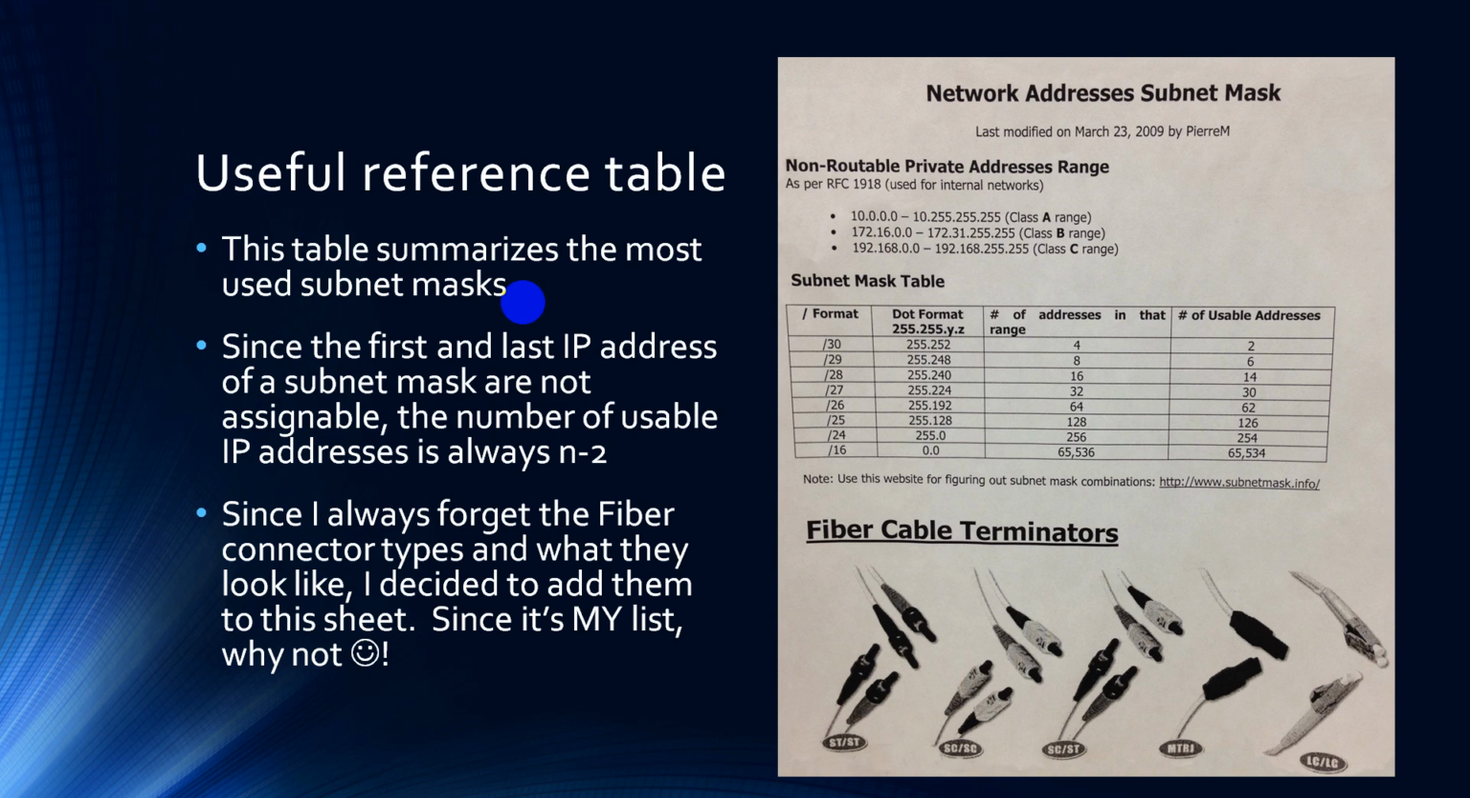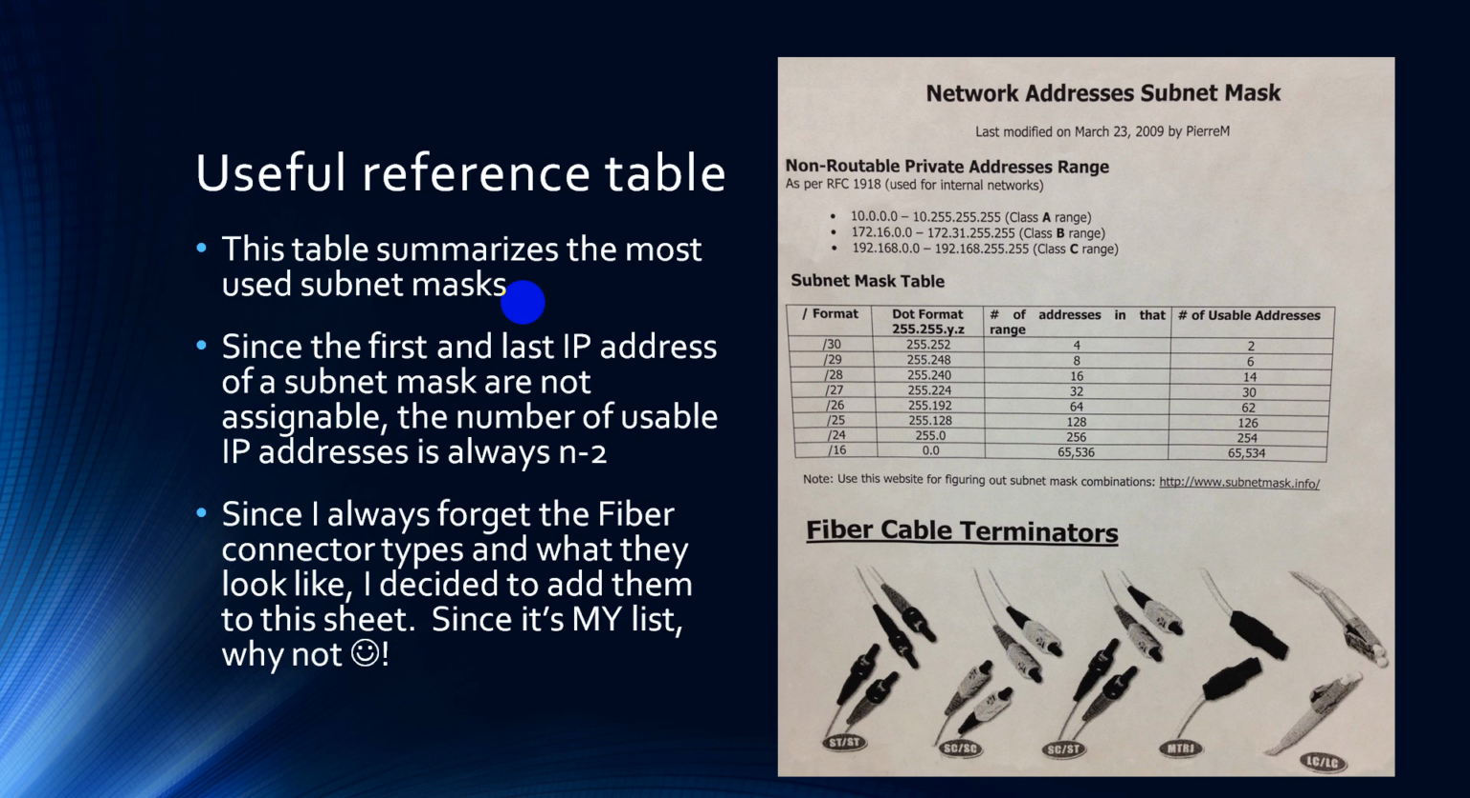And I also use the subnet mask table here because I don't necessarily remember by heart how many IP addresses are available in a range. So if somebody tells me, I have a /28, I can quickly look at this table and it tells me, oh, that means I have 14 usable IP addresses that I can assign to devices.